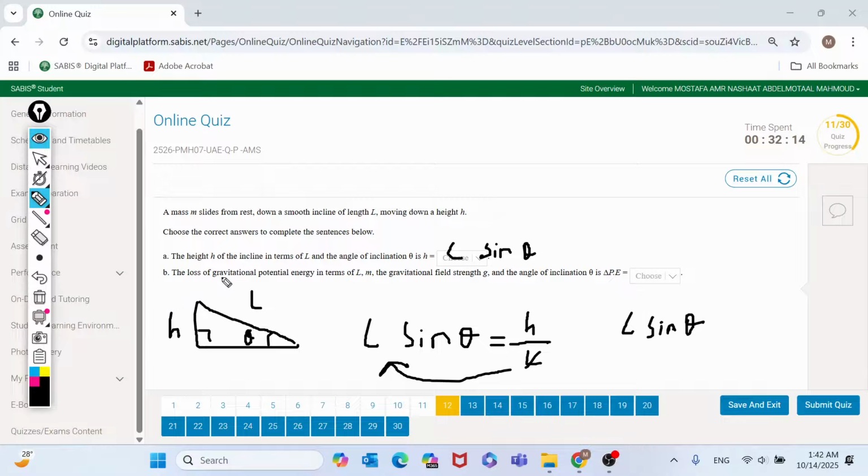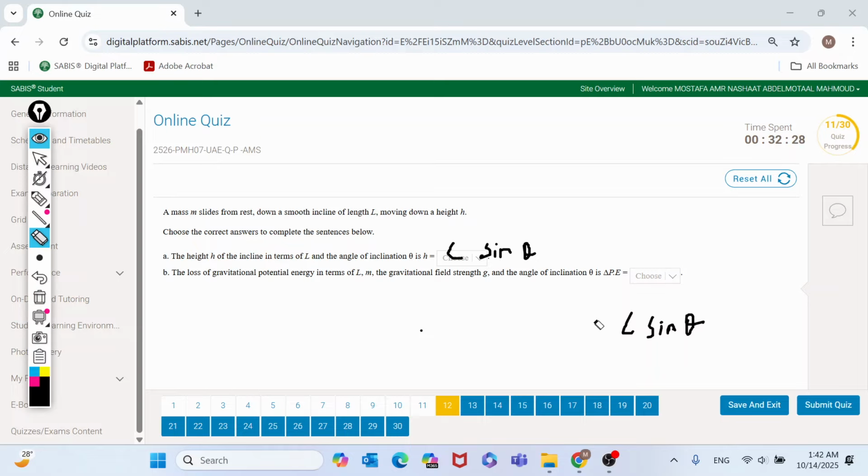Now, the loss of gravitational potential energy in terms of L, M, and G, the gravitational field strength. Okay, guys, look. So we have h is L sine theta. Gravitational potential energy is M, G, h. And the loss of gravitational potential energy is because it's sliding down the incline, so that's going to be negative. But they want it in terms of L, M, and G. So it's going to be negative M, G, and instead of the h, you're going to put L sine theta.